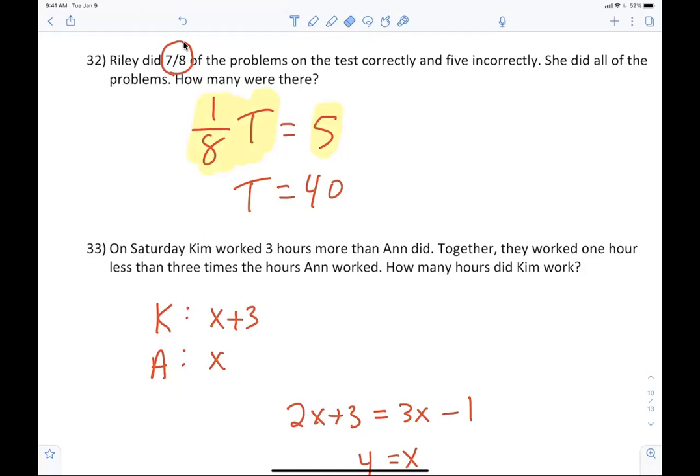Now, to answer your question, everybody's going to type this in on the calculator. If you do 5 divided by 1 divided by 8, that will give you 0.625. That's incorrect. You need parentheses around the 1/8. Now do 5 divided by 1/8 with parentheses. Now what does it give you? 40. You could also do it this way.